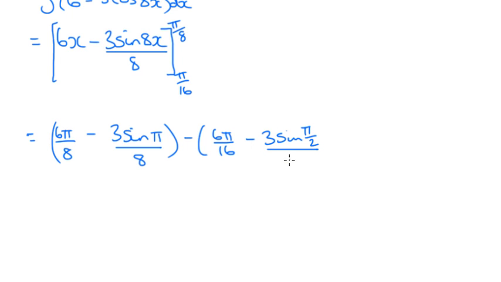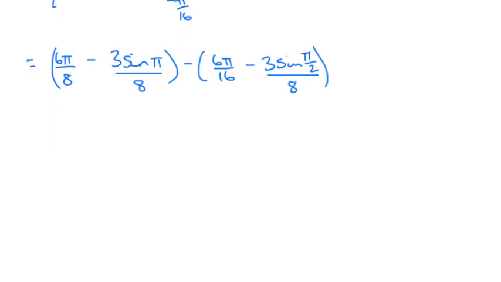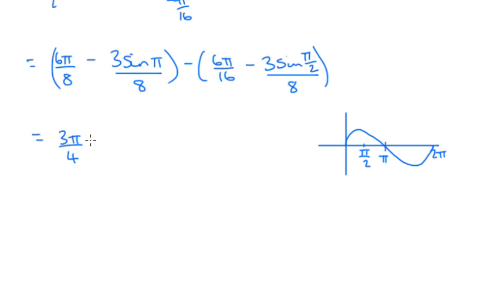And that's over 8. So at this point you can grab your calculators and work out sine of pi and sine of pi over 2 if you don't know them. Or you could just draw a quick sketch in case you don't know them. These are quite easy ones to remember, but I'll just show you what I do if I was to forget. So sine of pi we can see is just 0. So we're going to have 6 pi over 8, which is the same as 3 pi over 4, minus nothing, because sine of pi is 0, minus 3, this is going to be 3 pi over 8, minus pi over, sine of pi over 2 is 1, so minus 3/8.